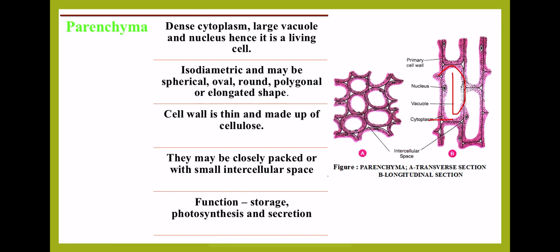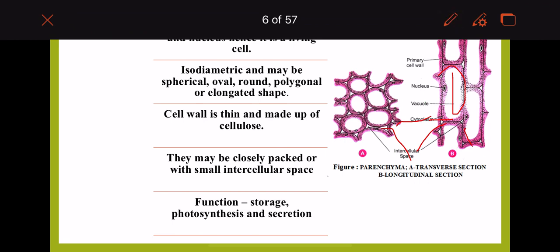The shape of the cell is spherical, oval, round, polygonal or elongated, and it is isodiametric. Isodiametric means all cells are the same size. The cell wall is very thin and made up of cellulose. They may be closely packed or with a small intercellular space, so you can observe intercellular space, or without intercellular space. The main functions of the parenchyma are storage, photosynthesis and secretion.